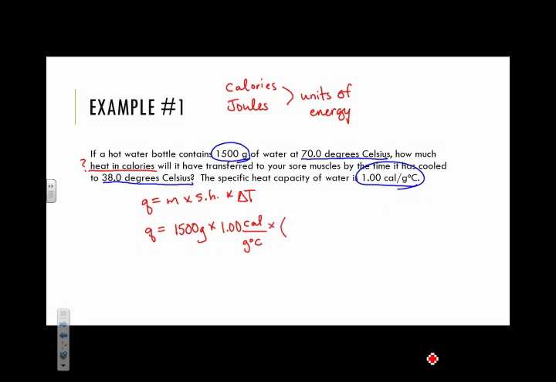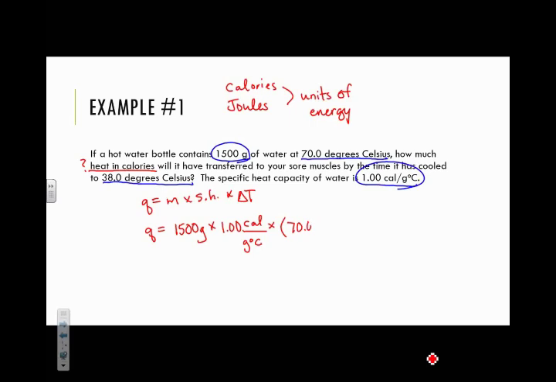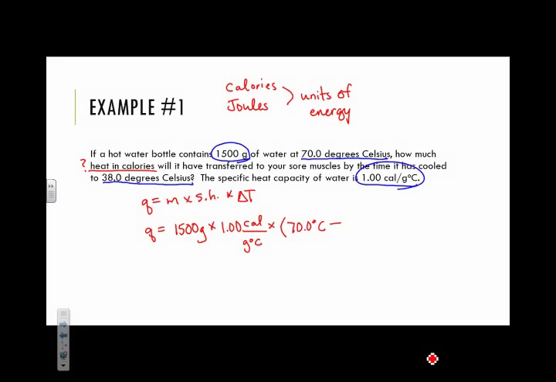So I've got calories, and then I need my change in temperature. And in this case, I'm referencing the hot water bottle as the place that I'm starting. So this is going to be my initial temperature, 70 degrees Celsius, and I'm going to subtract 38 degrees Celsius.